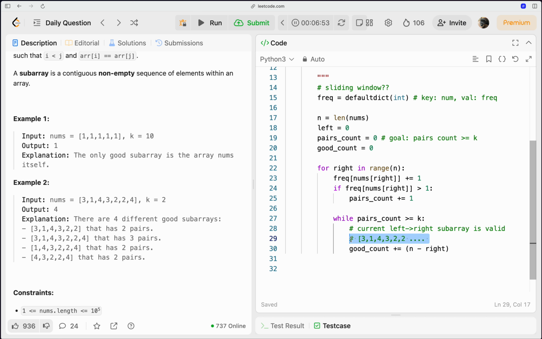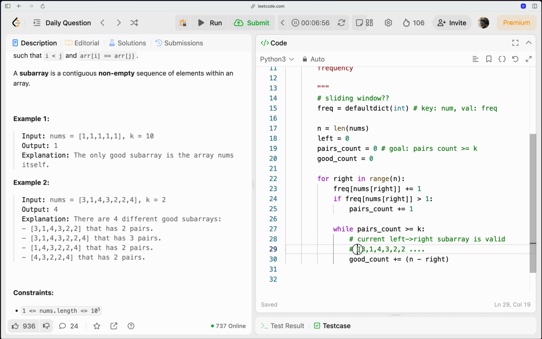Because they want at least, right? So at least this amount is already met because the 3's are paired up and the 2's are paired up. So if there's anything else, like a 3, 4, 5, 6, 7, 8, 9, we don't really care. We will say, okay, this is one subarray, but also this is one subarray, but also this is another one. This is another one. So that's why there's n minus right additional valid subarrays.